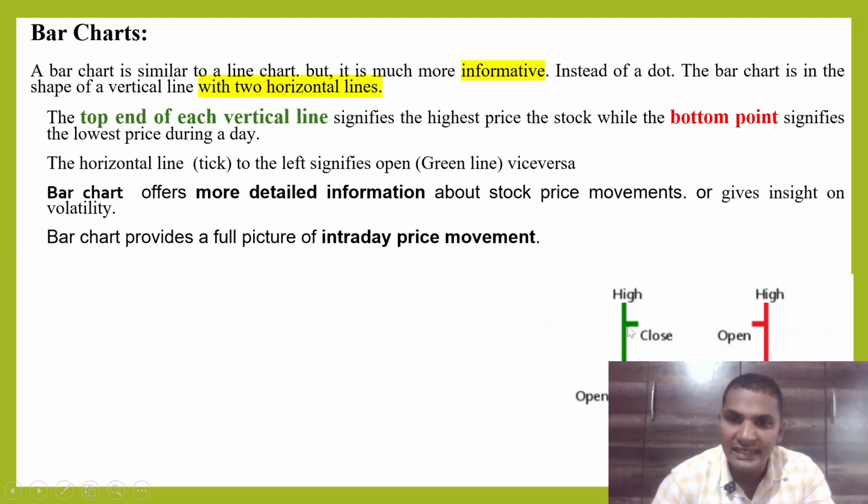You can see here, this is the green line. This is a bar chart, which is presented with a vertical line with two horizontal lines. Here there are two horizontal lines, this one to the left side and this one to the right side. So the top of the vertical line is showing the high price, meaning how much the high was that the stock made that day, or the maximum price the stock went to. Okay, high price of the day of the stock.